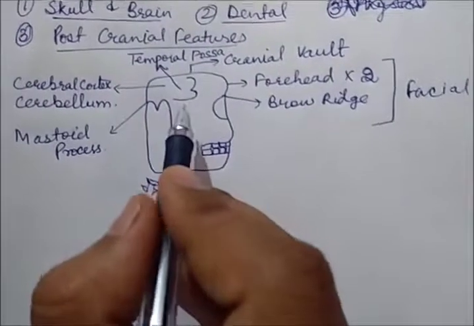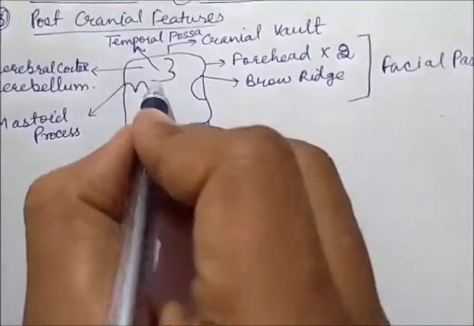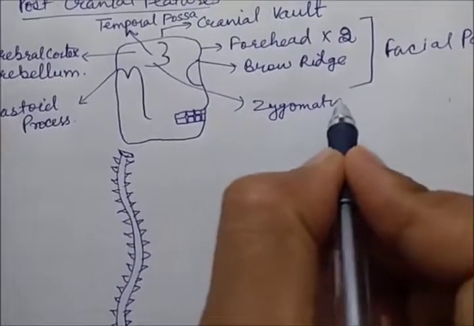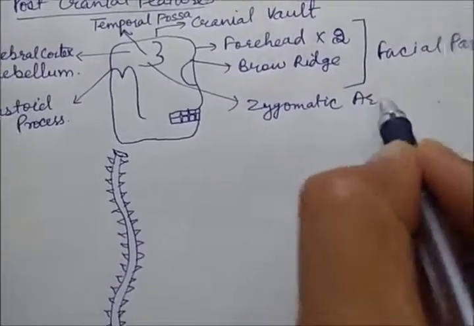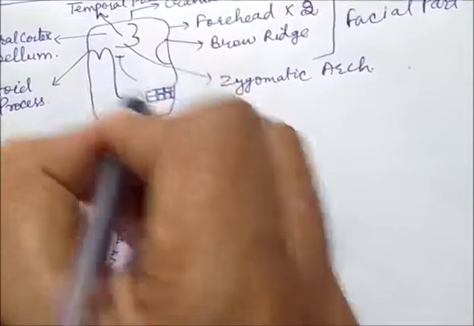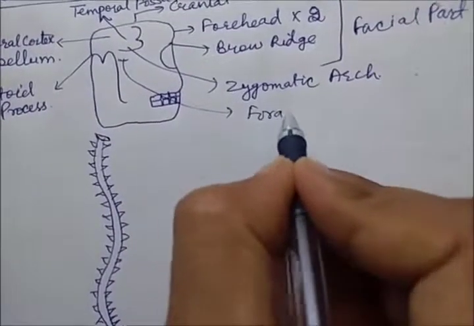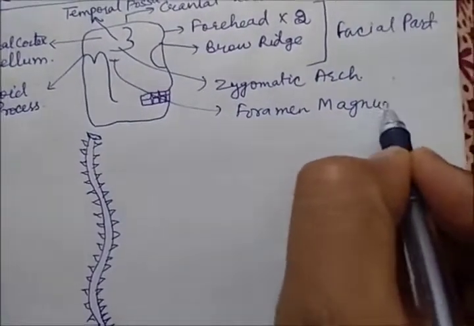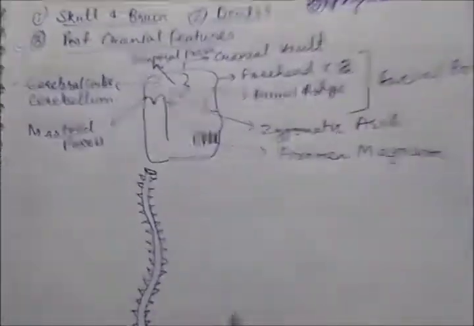After temporal fossa, we have the zygomatic arch. The zygomatic arch is moderately large and well developed. Then we have the foramen magnum. Foramen magnum is downward, which indicates the erect posture of Australopithecines. We'll move on to the dental features.